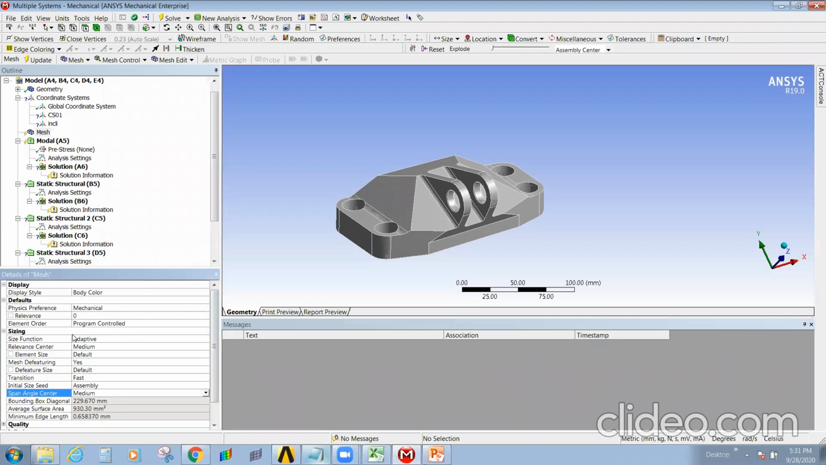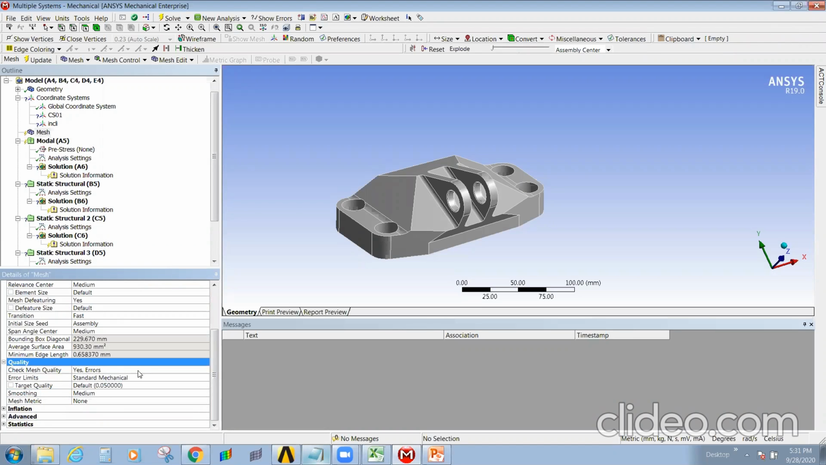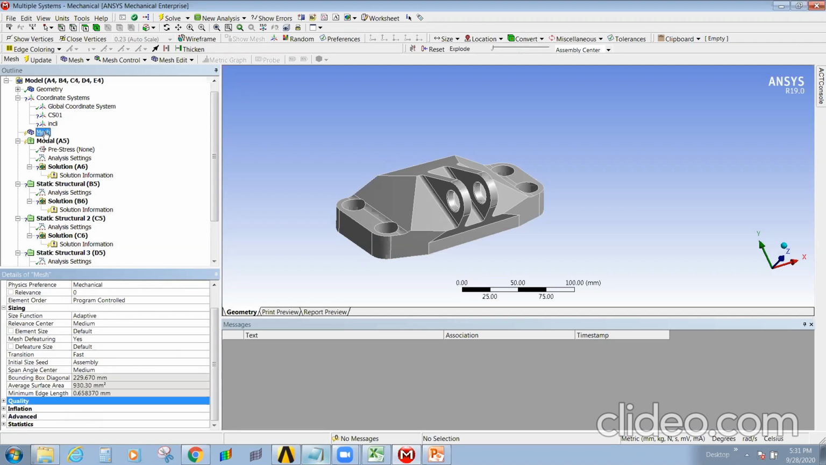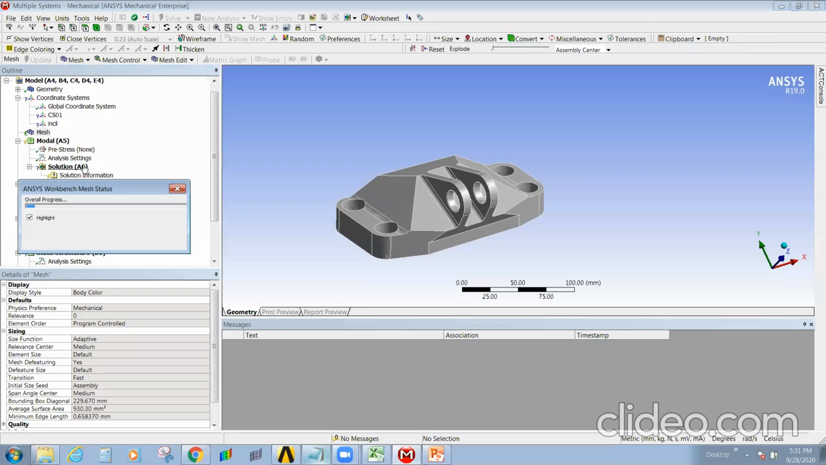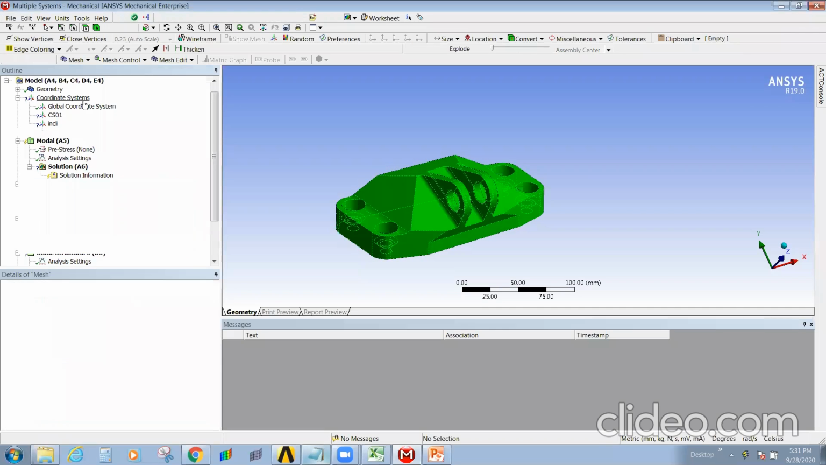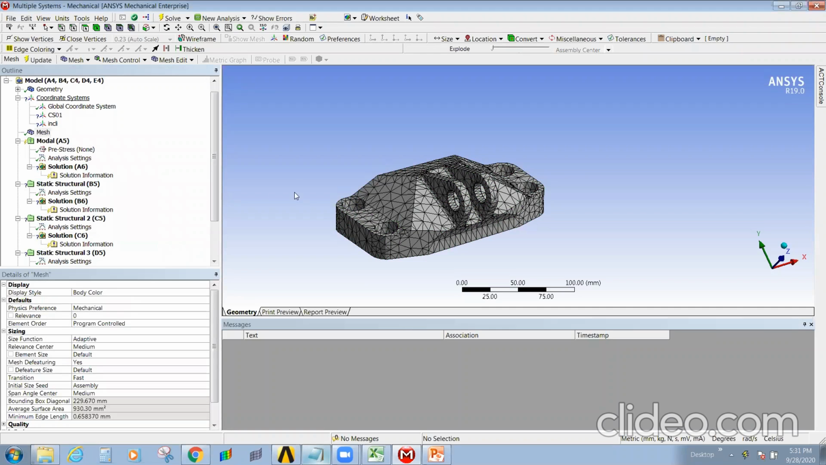If you take that and you are keeping element quality, showing only errors. If you require warnings, you can check what the typical minimum element is and other things. Then you just give an update. Now, sorry, generate mesh. Your mesh will be updated. You can see your mesh.